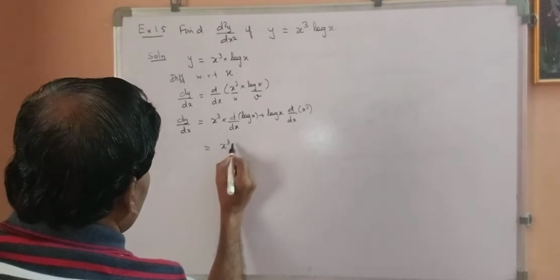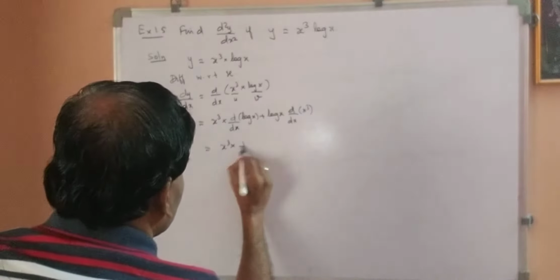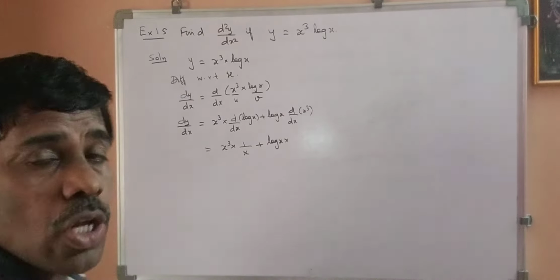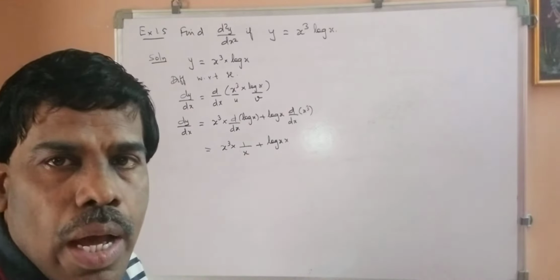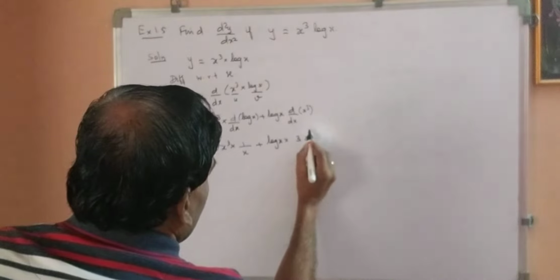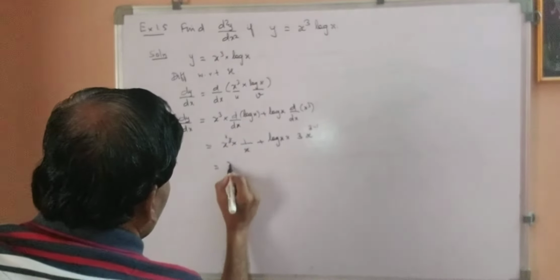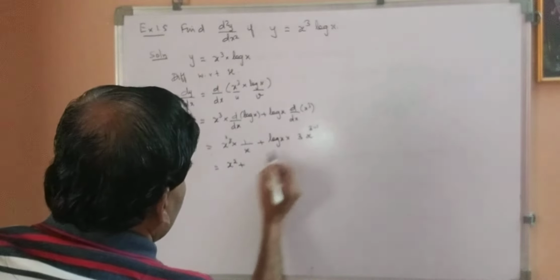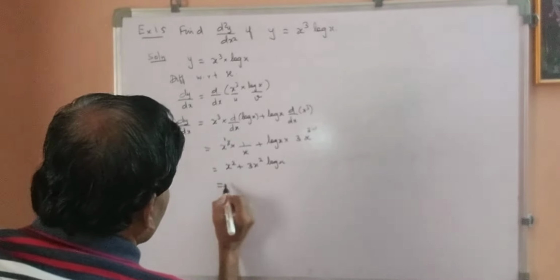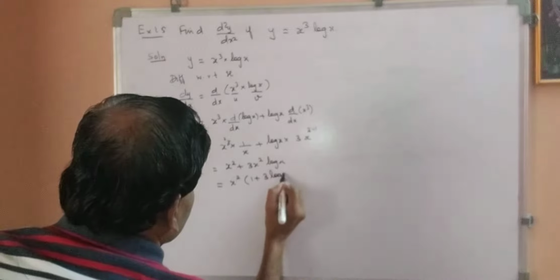Now, x cube into, what is the derivative of log x? 1 upon x. Log x, what is the derivative of x cube? Using the x to the power n formula, n into x to the power n minus 1, 3 into x raised to 3 minus 1, so x square. Plus 3x square log x. So, what is common? x square into 1 plus 3 log x.